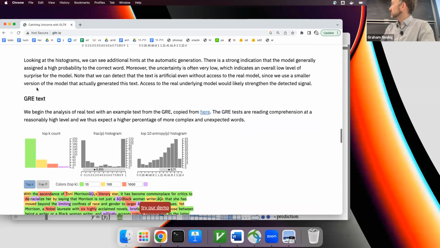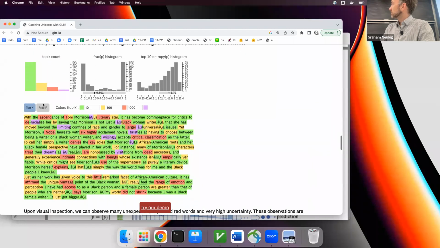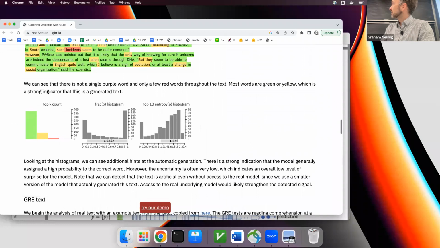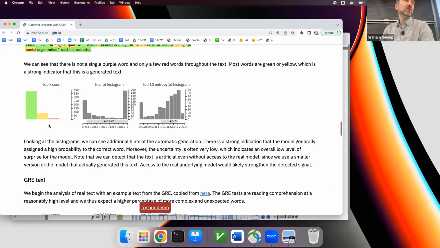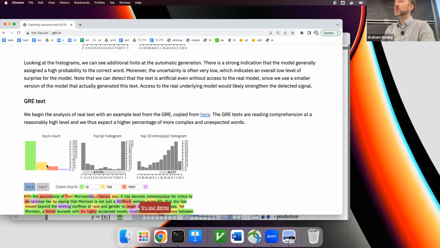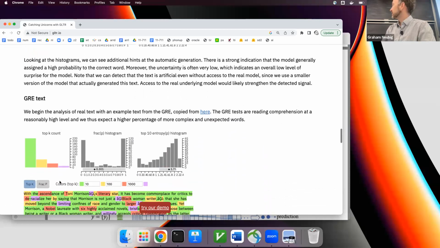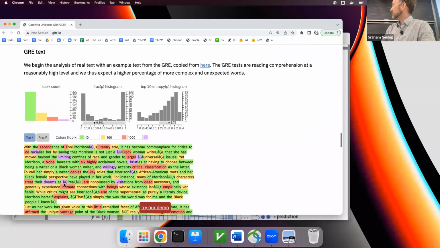Wait, let me show you the real text. Yeah, so here we have the real text, and here we have the generated text. Just by looking at this top K count, you can tell which one is real and which one is generated, because the real text has a lot more low frequency words. So what I want to say is, you could also become creative in how you train your discriminator.